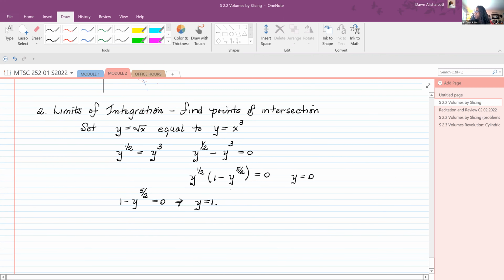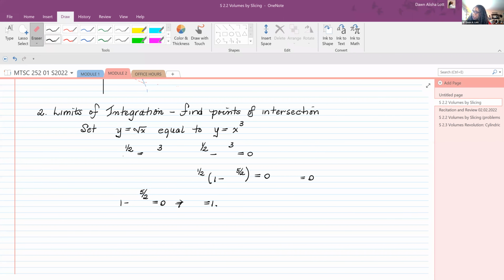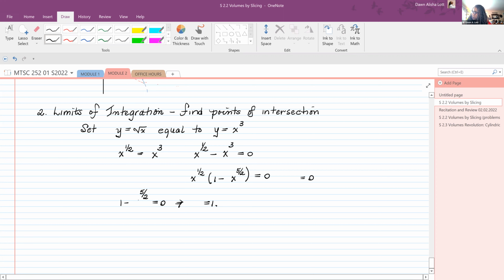And if y is equal to 1, what is x equal? Okay, I think I just did that completely wrong. All of them are supposed to be x's. This is x to the 1/2 equal to x cubed. I don't know how I did that, but these are all supposed to be x's. Okay, so the intersection with x's, we get x is equal to 0 and 1.